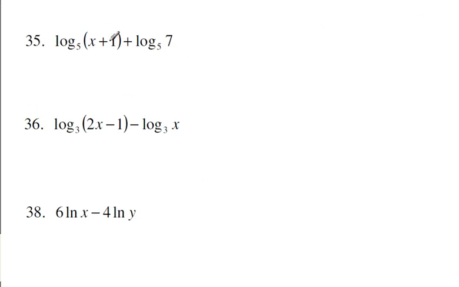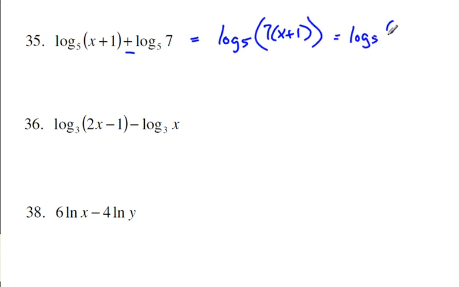All right, then we need to use those same rules to rewrite a single logarithm. Here we have addition, so we can rewrite it as a logarithm with multiplication. So we could multiply x plus 1 times 7, and we could just write 7 times (x plus 1) and take the log of the whole thing. Or if we like better, we could say log base 5 of 7x plus 7. Both are correct answers.